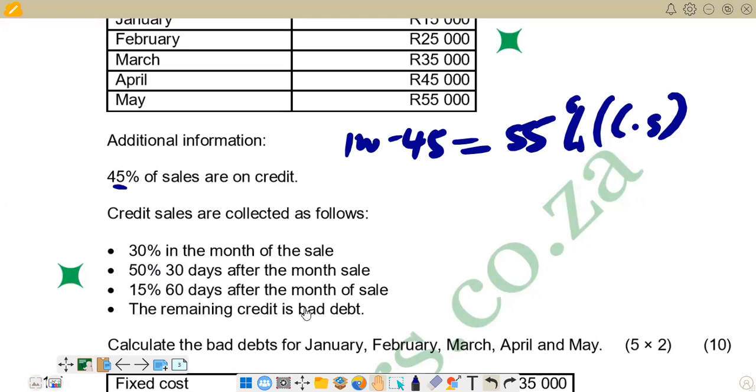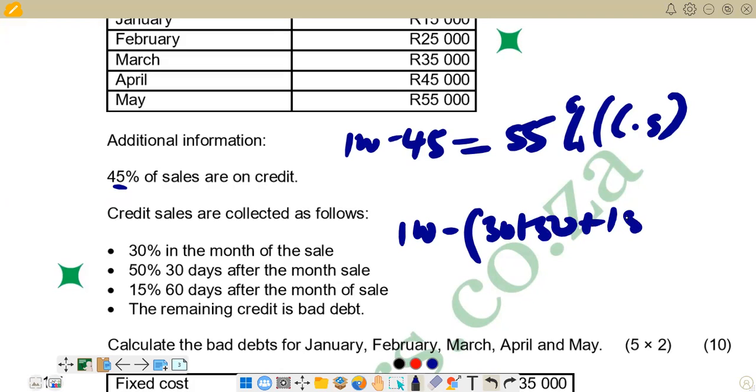So what does it mean? The component of bad debt, we can calculate it. You can just say 100 minus 30 plus 50 plus 15. If you calculate that, you see that this is 95. Then subtract there, we get 5%. So this one represents our bad debt. The last part of the question says calculate the bad debts for January, February, March, April, and May.